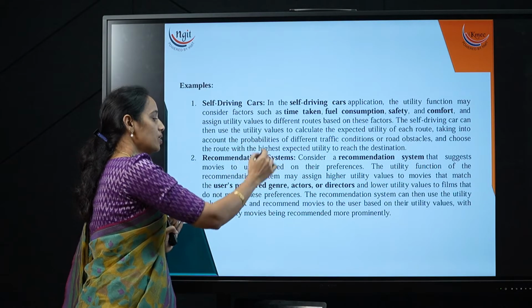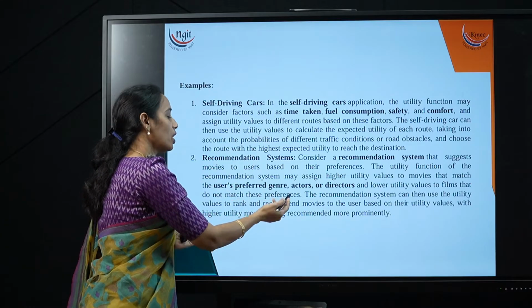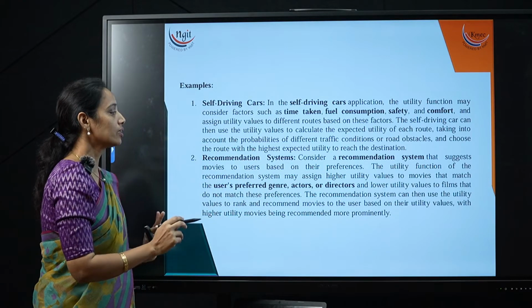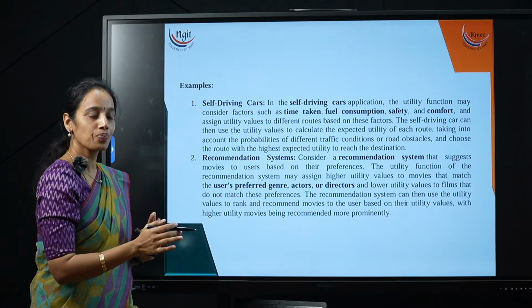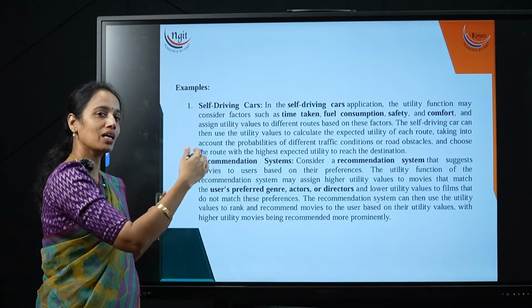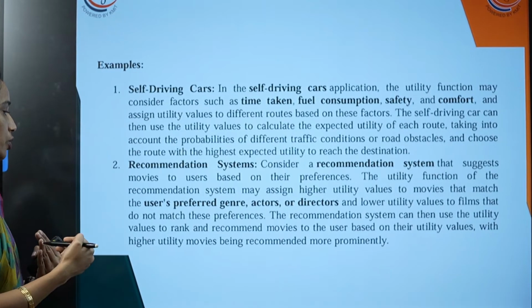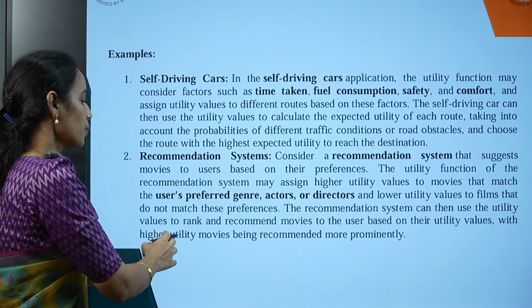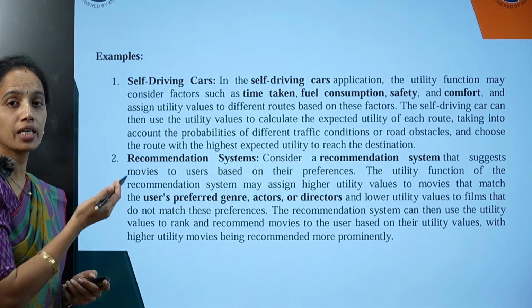Means if a particular person is matching with this, we are giving the higher utility. If it does not match, we are going to give the lower utility. So then the recommendation system can use these utility values to rank and recommend movies to the user based on their utility values. Whichever has high, they will prefer, give more importance. Which are having less, they are not going to recommend that. Okay, so these are the two best examples of how we are going to make use of this utility theory in decision making.